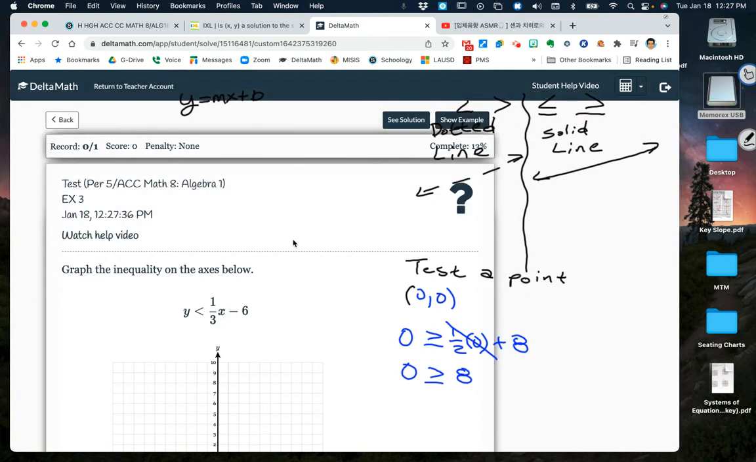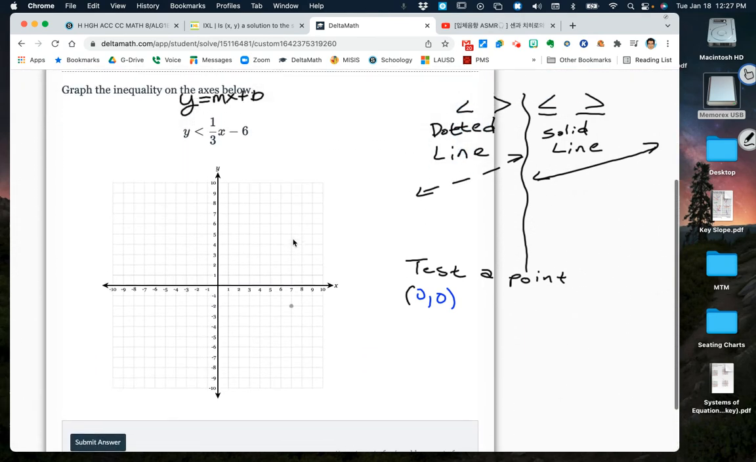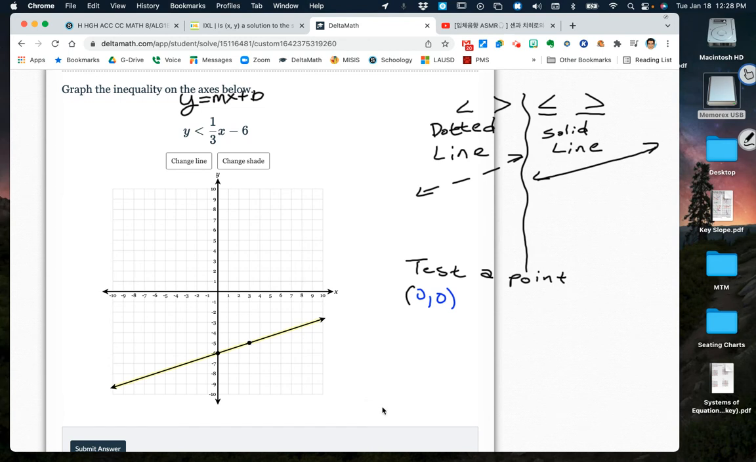Okay, so we're at number 3. Let's try this one. I'm going to continue to push. Here we go. So let's just graph the line to begin with. We're going to start at -6. That's our y-intercept. And then it's 1/3, up 1 across 3. And what kind of line do we want? Dotted or solid? Okay, let's make sure that we got that.